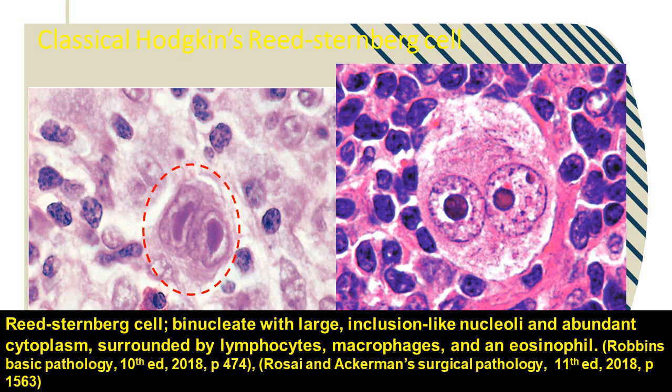The high-power view of a lymph node biopsy showing typical multinucleate Reed-Sternberg cells with a characteristic owl-eye appearance, surrounded by lymphocytes, histiocytes, and an eosinophil. You could notice the Reed-Sternberg cells with the two large mirror image nuclei having prominent eosinophilic inclusion-like nucleoli, surrounded by a distinctive clear zone with thick nuclear membrane, giving an owl-eye appearance. The cytoplasm is abundant and usually slightly eosinophilic.